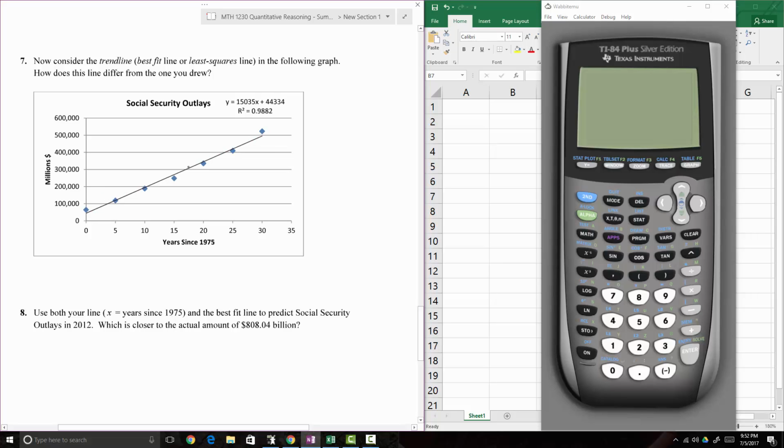It's really hard to do that by hand, so we're going to use Excel to find that for us. But what Excel is trying to do is minimize the distance between the points and the line. So we're trying to minimize those distances.